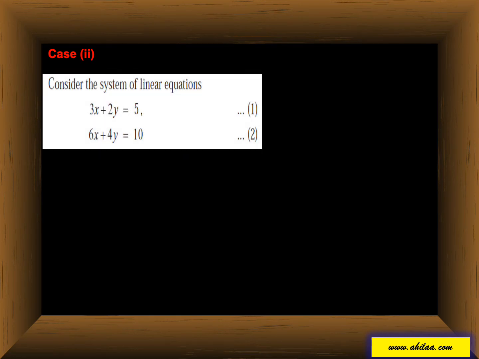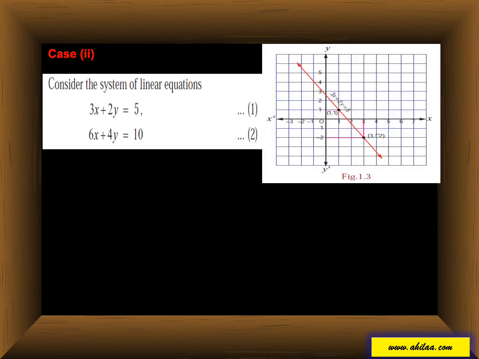Case 2. Consider the system of linear equations. First equation 3x plus 2y equal to 5. Second equation 6x plus 4y equal to 10. Look into these two equations, children. When we multiply the first equation by 2, we get the second equation, including the right hand side. So when we try to draw these lines in the two-dimensional plane, these two lines will coincide.